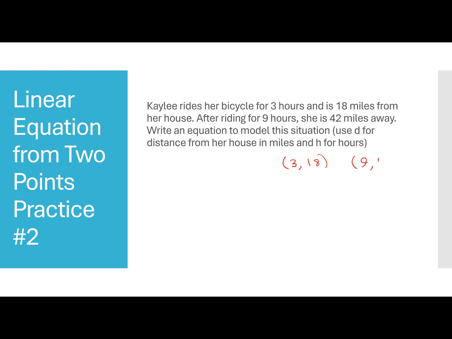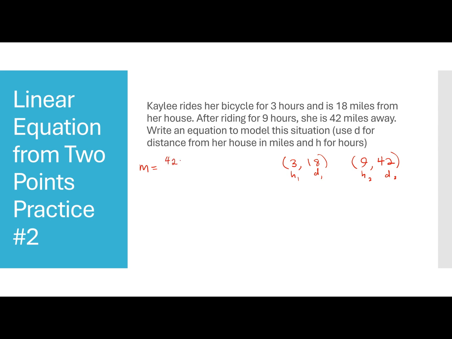After riding for 9 hours, she's 42 miles away. Now, they didn't say it, but we're assuming that she's moving at like a linear speed, no brakes, never speeding up or slowing down. Anyway, we're going to write an equation to model this situation using d for distance from her house and h for hours. So we're going to let one of these be point 1 and the other be point 2. We're going to find a slope and go from there.